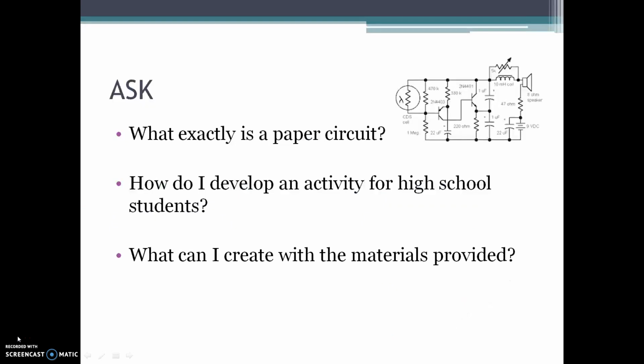When using the engineering design process, the first step is ask. For this activity, we had to create an activity that dealt with a paper circuit. So I had to ask, what exactly is a paper circuit? How can I make an activity for high school students, and given the materials I was given, what can I create?